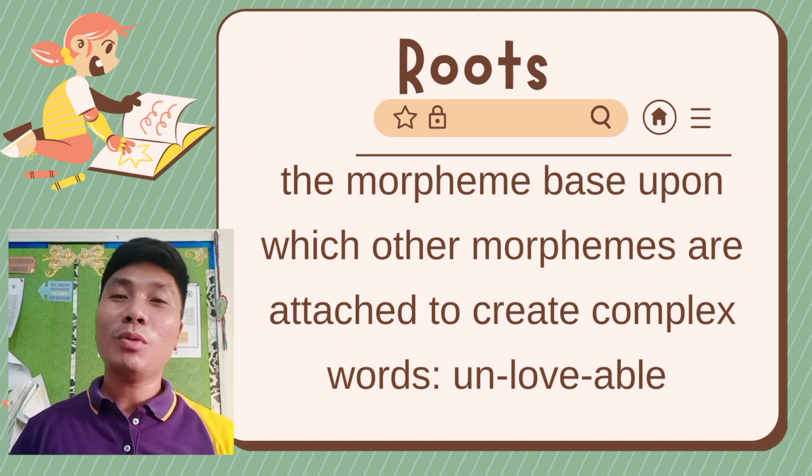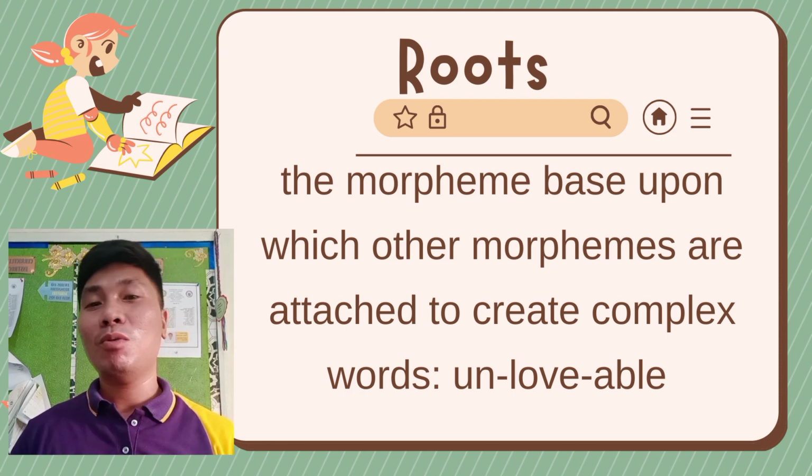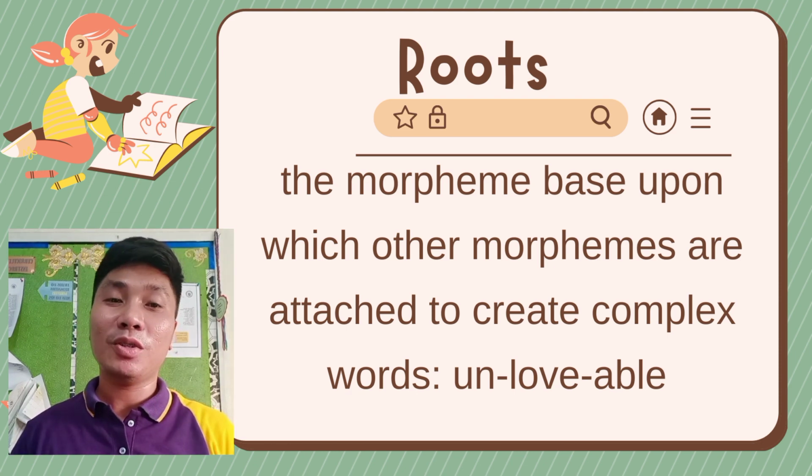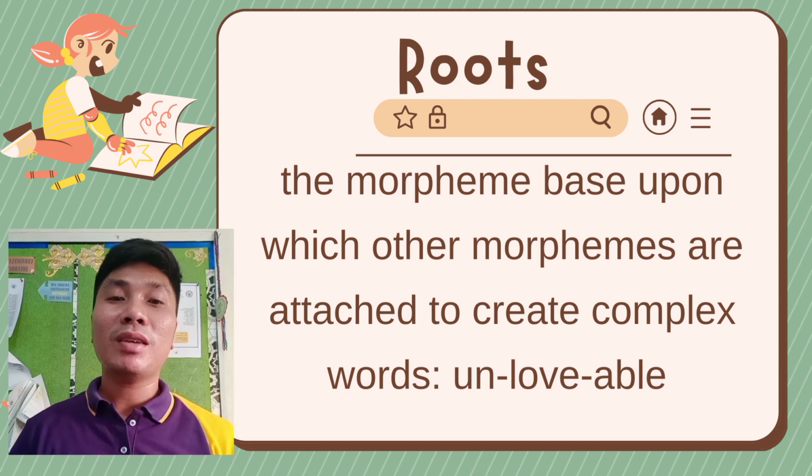Next is what we call the root, or the root word or the base word. This is a morpheme base upon which other morphemes are attached to create complex words. For example, unlovable. We have the prefix un, we have the base word love, and we have the suffix able. The root word here is love.